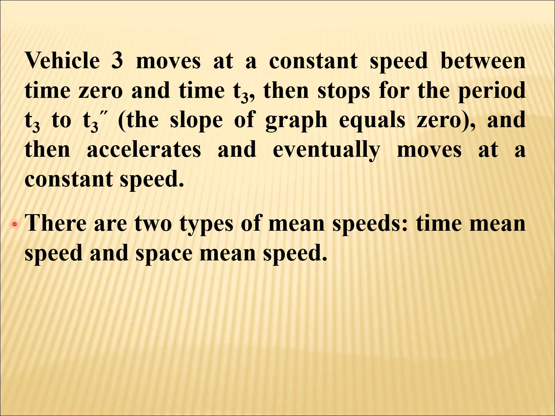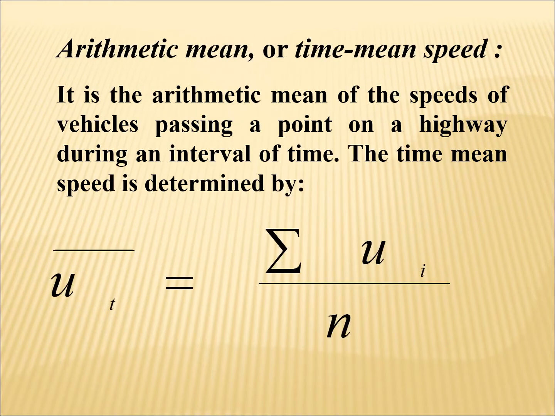There are two types of mean speeds: time mean speed and space mean speed. So two types or two versions, you can say: time mean speed and space mean speed. First look at the arithmetic mean or time mean speed. It is the arithmetic mean of the speeds of vehicles passing a point on a highway during an interval of time. The time mean speed is determined by this formula.